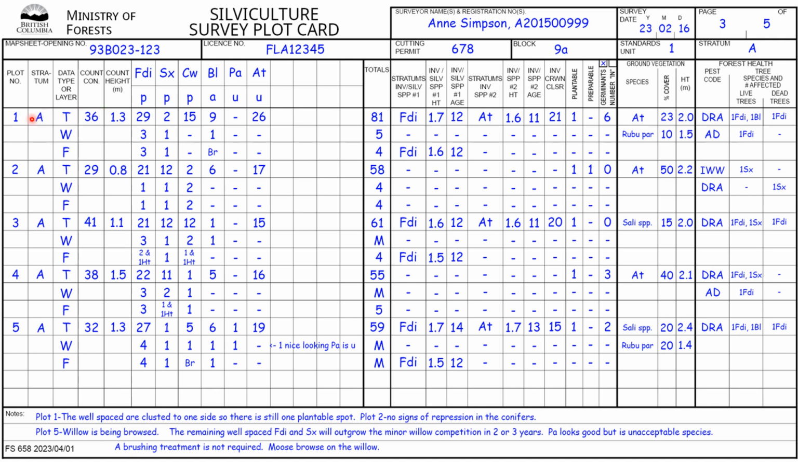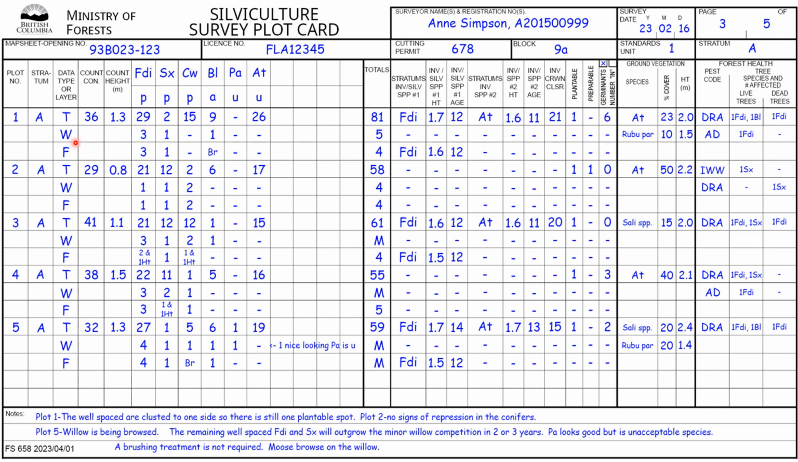So we have three rows, or three types of rows. We have a T row, a W row, and an F row. If you're collecting data in a multi-layered stand, you might break that out by layer. So for example, you could have a T1, a T2, a T3, a T4, an F1, F2, F3, F4. And then for each layer, the T would represent your inventory information. So you have your total tree counts, you have your inventory heights and ages for your leading and secondary species, you have crown closure, plantable spots, and then depending on what's ticked up here, you have germinants or number in.